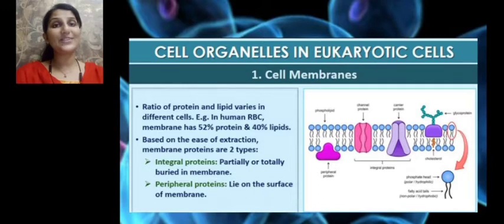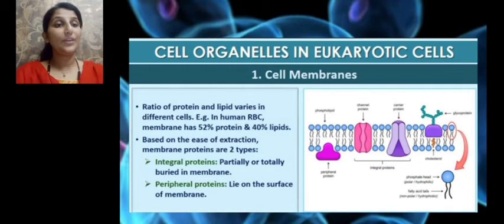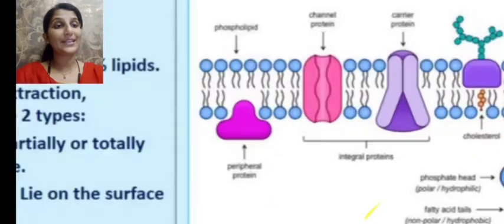What is the difference between integral proteins and peripheral proteins? Integral proteins are partially or totally buried in the membrane. We can see this is a lipid bilayer. We can see the two layers of lipid with the polar head and the tail region. And those proteins which are partially or totally embedded within the membrane are called integral proteins.